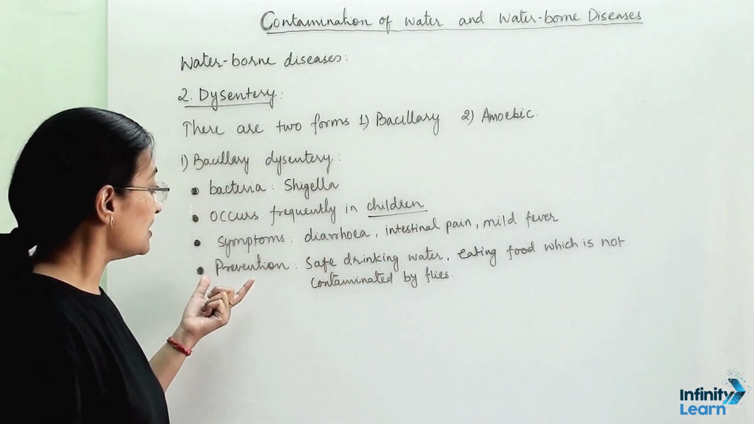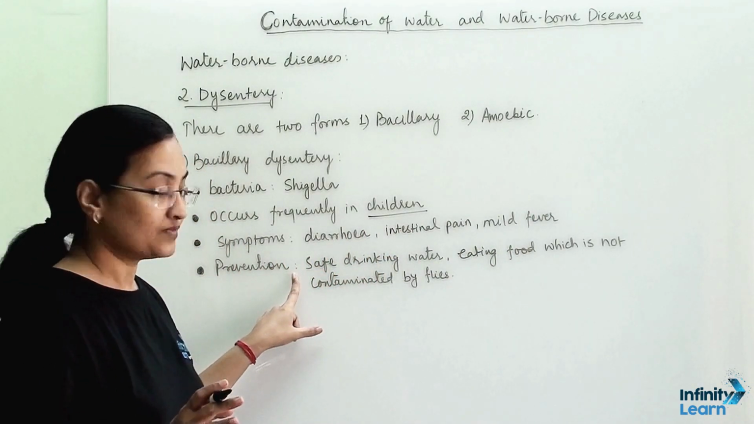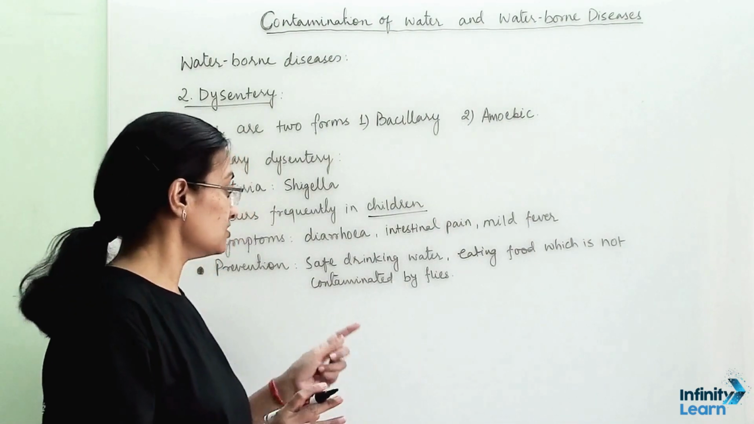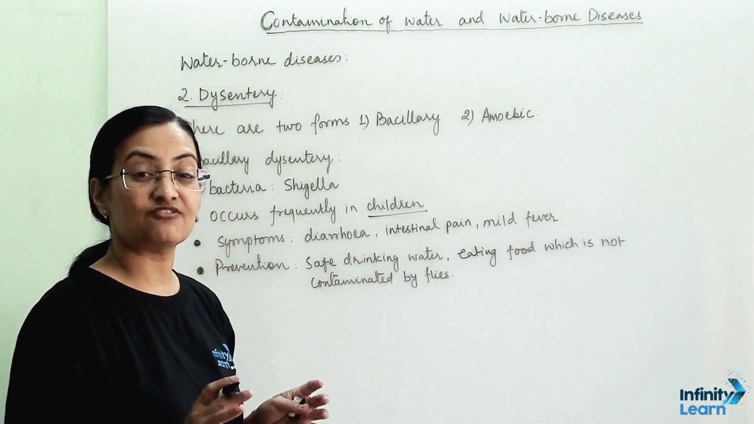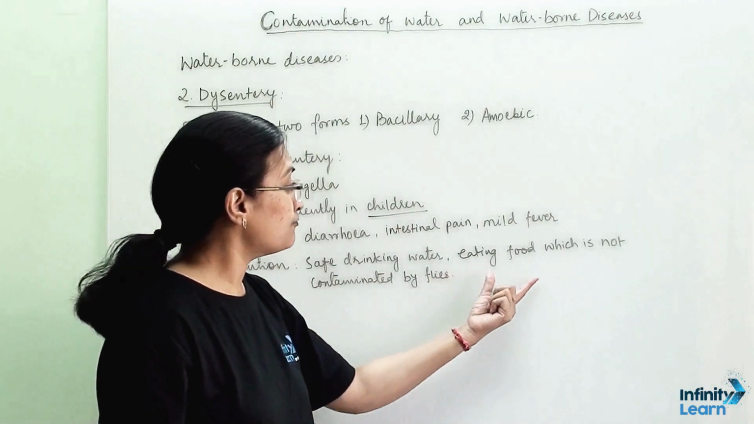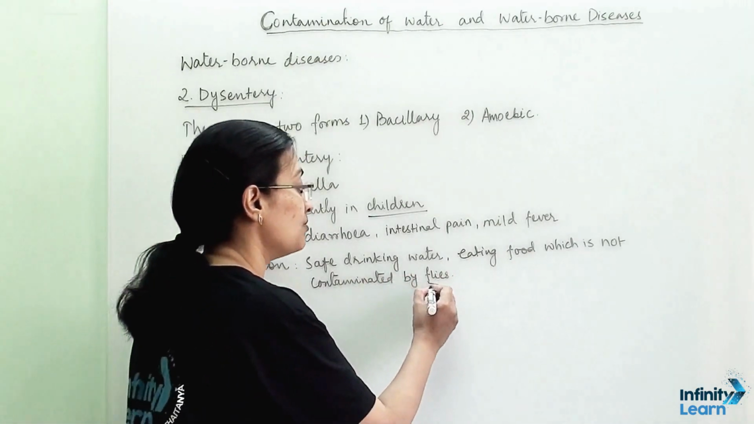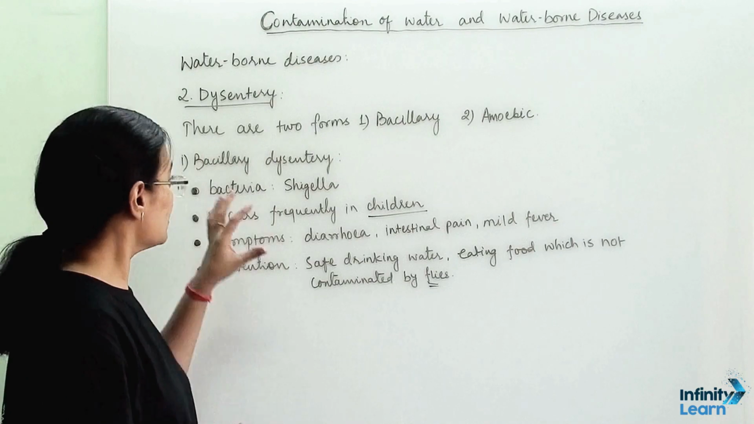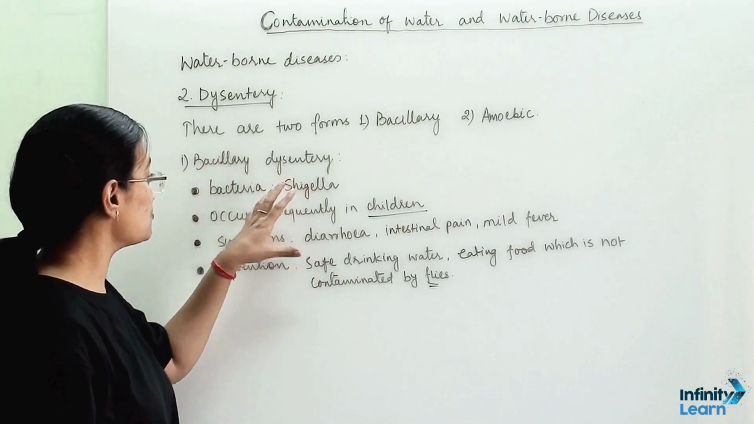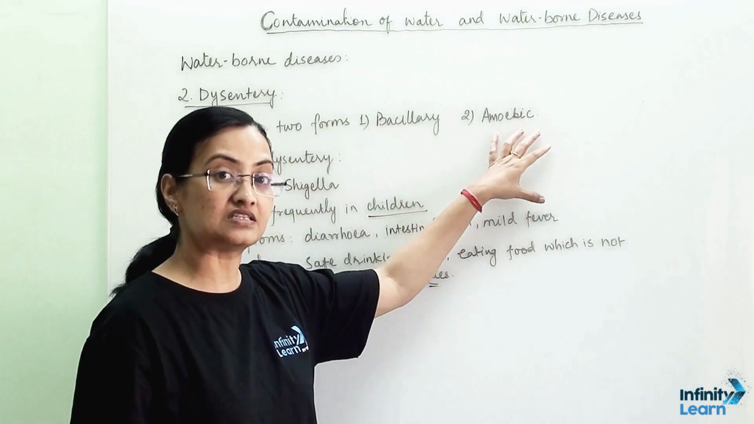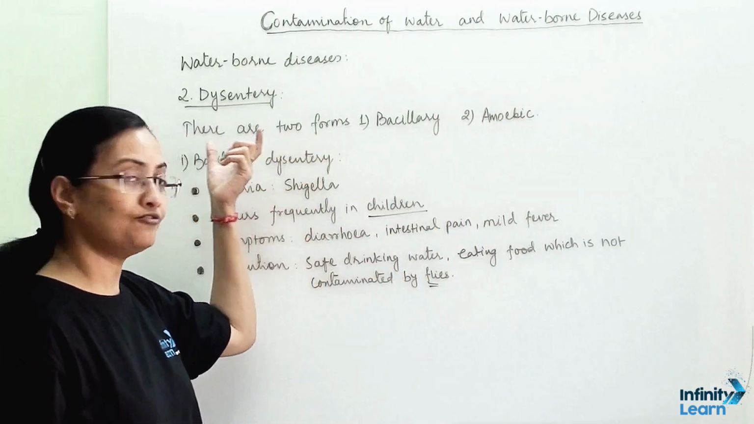Then prevention includes safe drinking water, because this is mainly caused by contaminated water. So when children are drinking safe and boiled drinking water, then we can prevent this disease. Eating food which is not contaminated by flies can also prevent this disease. So this is about bacillary dysentery, which is caused by Shigella. Now we are going to talk about amoebic dysentery, which is the second form of dysentery.